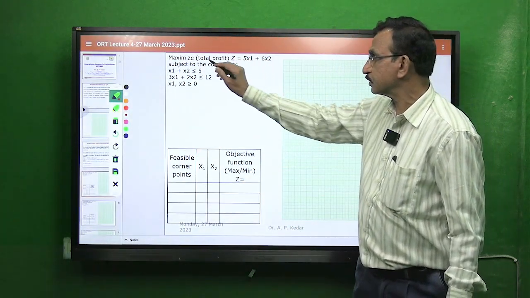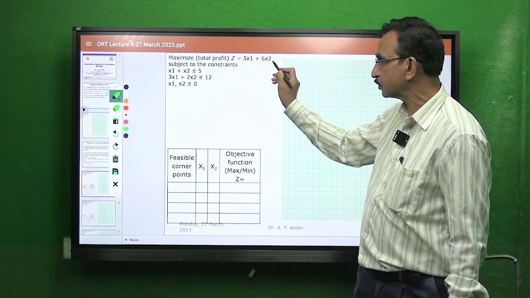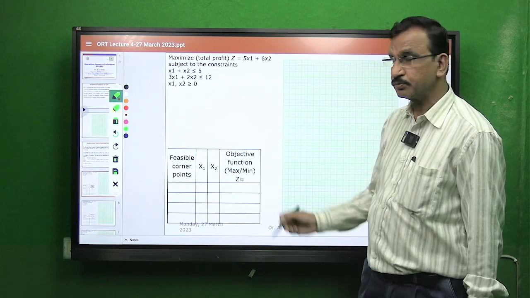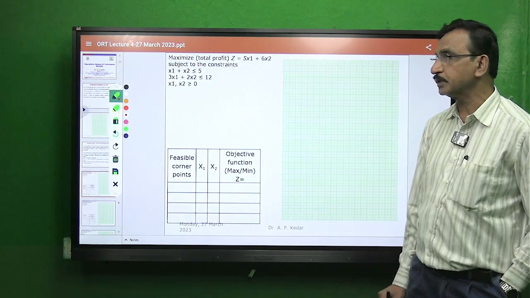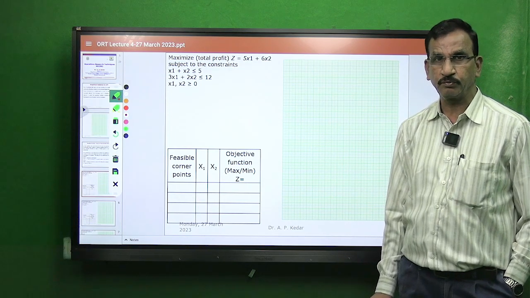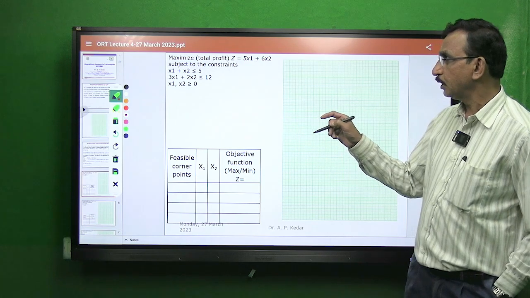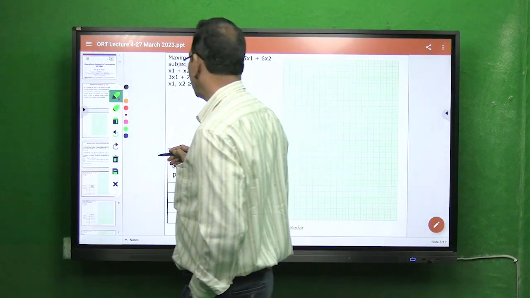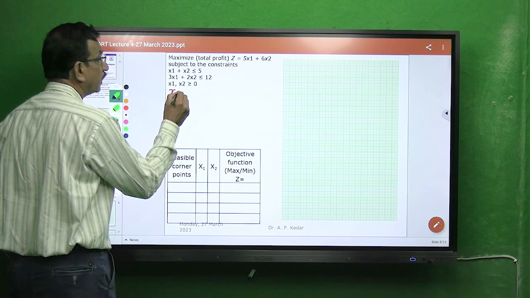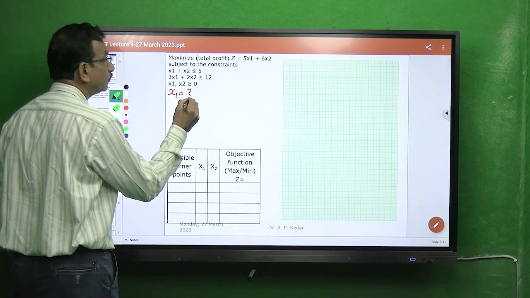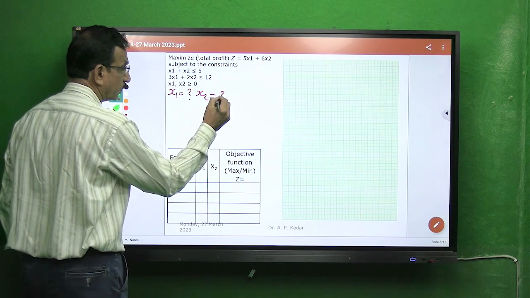In that particular case, the objective function was maximize total profit, 5x1 plus 6x2, subject to constraints. We know that the first constraint was related to resource R1, the second constraint was related to resource R2, and the last is the non-negativity condition. Now what we want to do is determine the values of x1 and values of x2 from the logic of graphical solution.